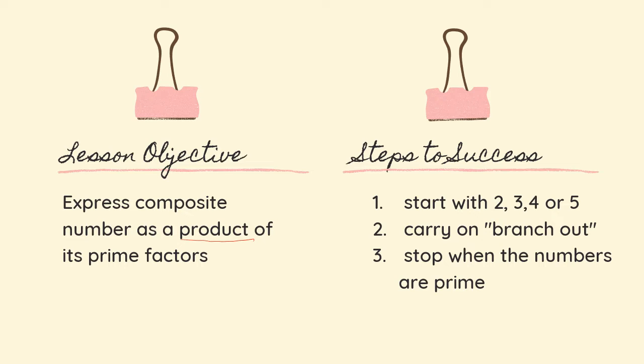We are going to start with number 2, 3, 4, or 5, depending on the number later on. Step 2, we are going to carry on branch out. I like to use this term branch out. I'll show it to you later on. And our last step for today is we are going to stop when the numbers are prime.